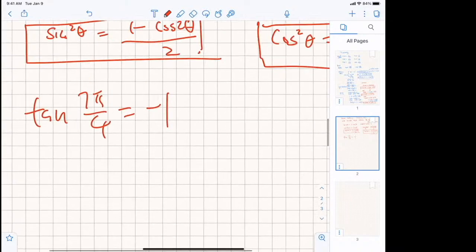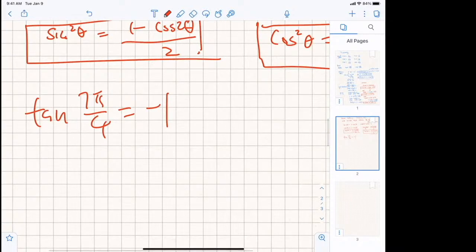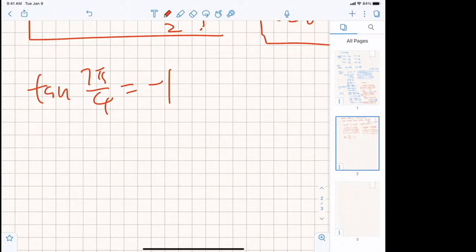Anyway, sorry to distract you guys, but for this one, tangent of 7π/4, you had to know it is -1. Another way I can ask it is with arctan. So what is arctan of 1? You have to say that's equal to π/4. Arctan is going to be a little bit different though.